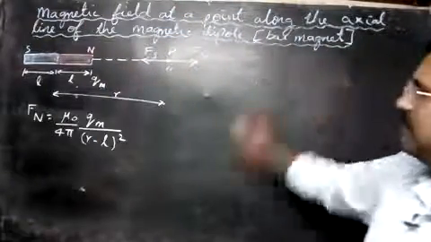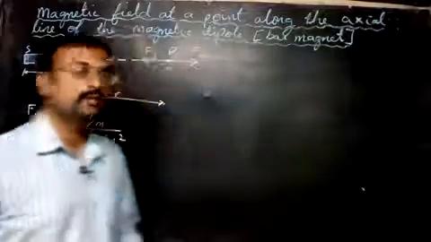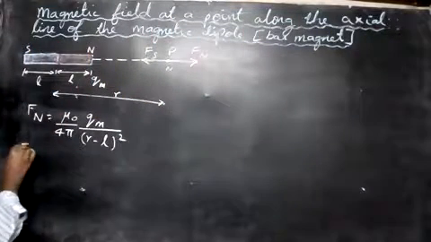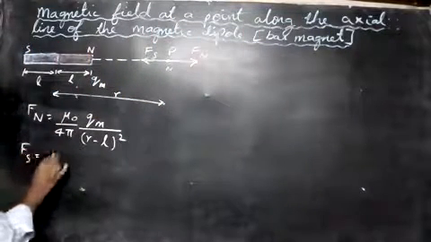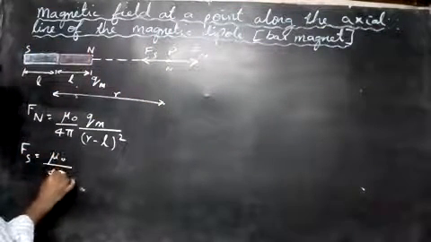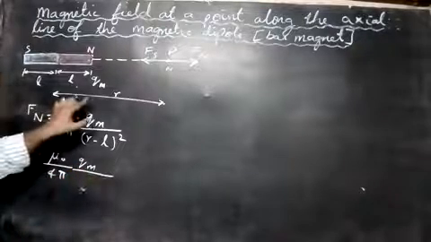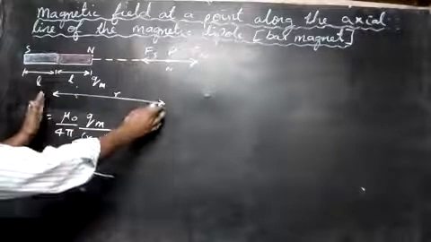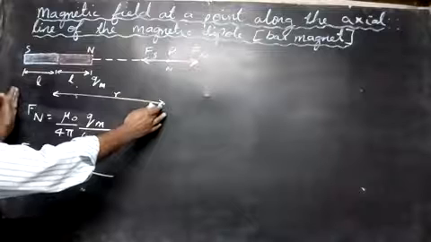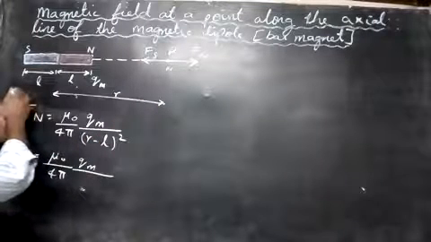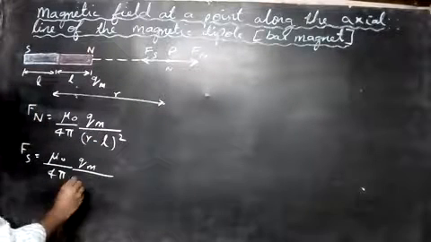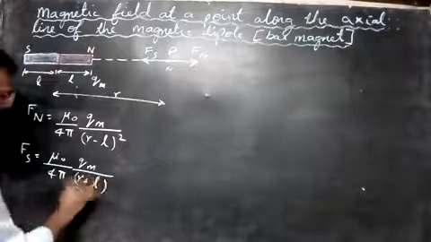Now, in the same way, we'll see the force due to the south pole. That will be equal to again mu naught by 4 pi into Qm divided by, now you see, this distance here is r, and the length is there. You must go till the south pole, so you must add this length also. So you write it as r plus L, the whole square.